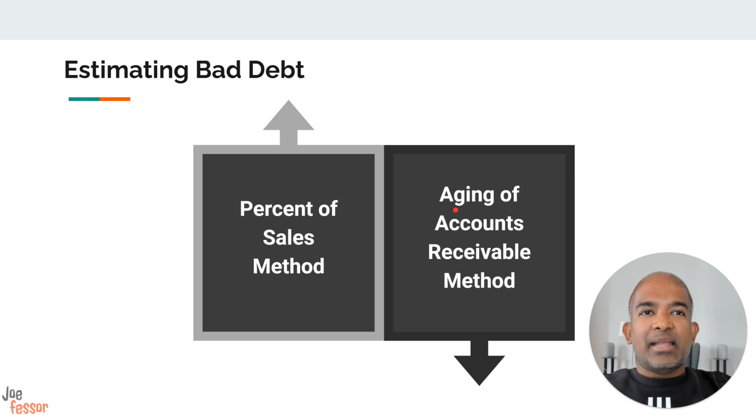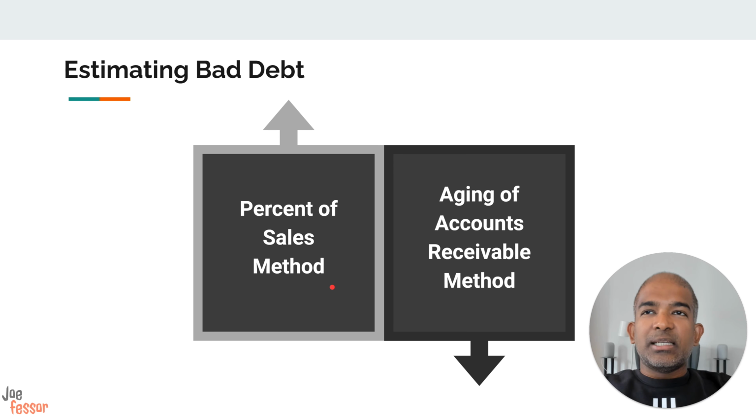The second method is known as the aging of accounts receivable method. In this method, you classify all your accounts receivable based on how much time has passed since the invoices were due. Based on this categorization and an estimation of what percentage of receivable is deemed uncollectible in each of those categories, you look at the overall aging schedule and you estimate the total bad debt.